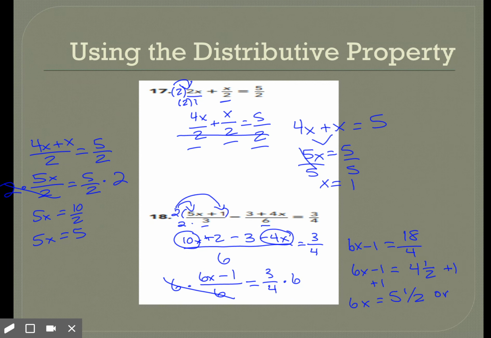Or in this case, I'm going to keep it as 11 halves. And I'm going to divide both sides by 6. So 11 halves, I'm running out of space here, divided by 6. Remember, we do keep flip change. I'm just going to do it up here where I have room. So I would have 11 over 2 times 1 over 6. It ended up being 11 twelfths. So your answer here is x equals 11 twelfths.